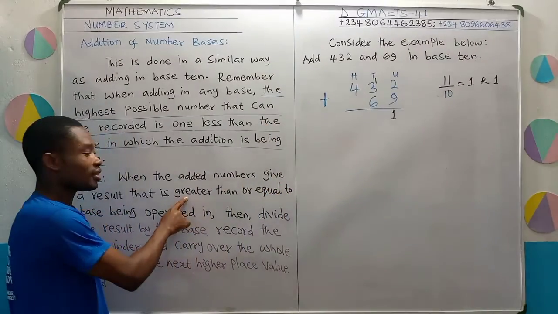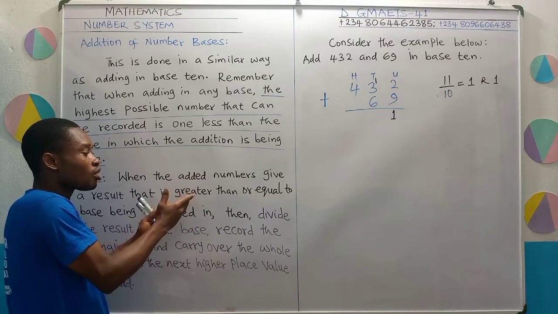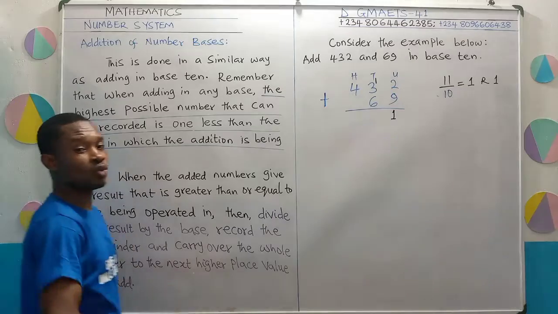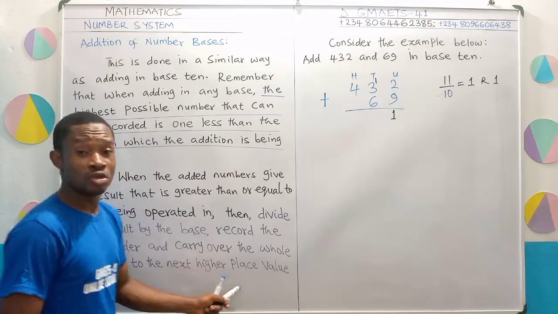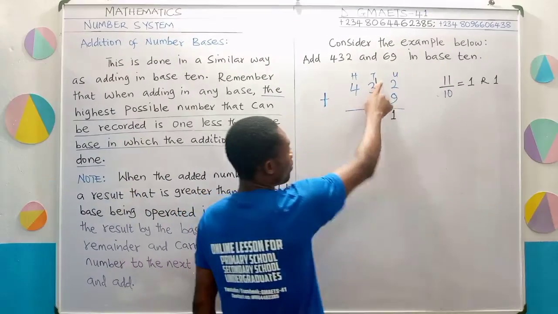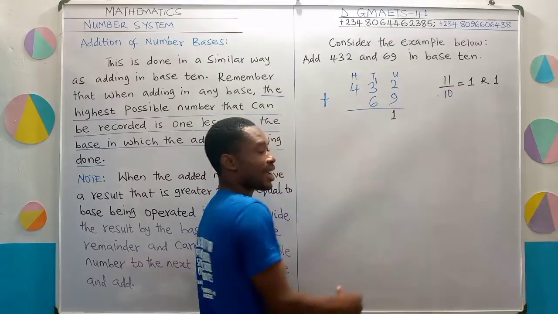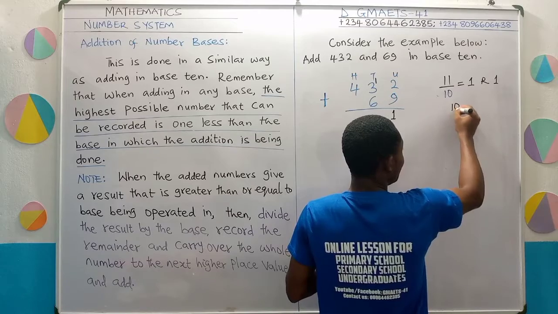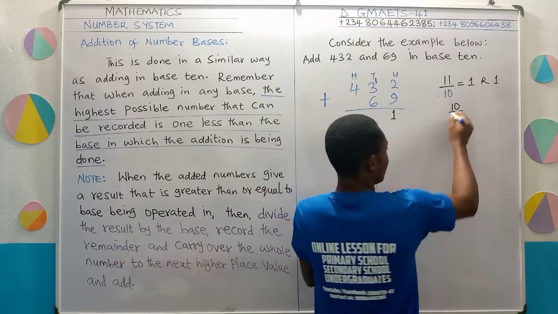Remember that if the result you got is greater than or equal to the base you are working with, you must do this. Do your division. So when I added 1 plus 3, I got 4, plus 6, I got 10. 10 is equal to the base 10 we are working on. So I will do 10 divided by 10.